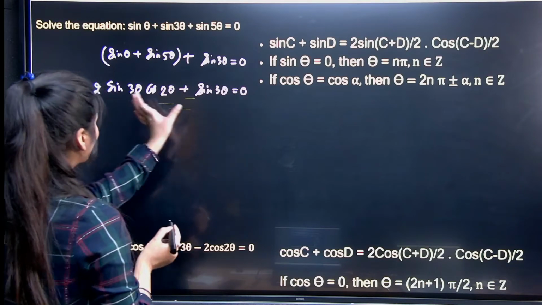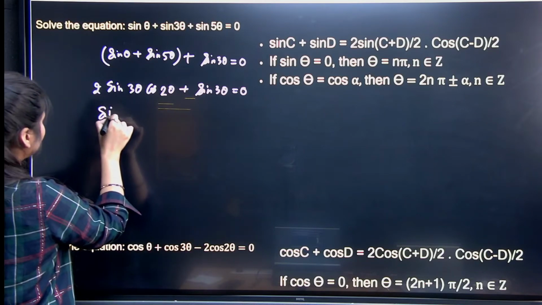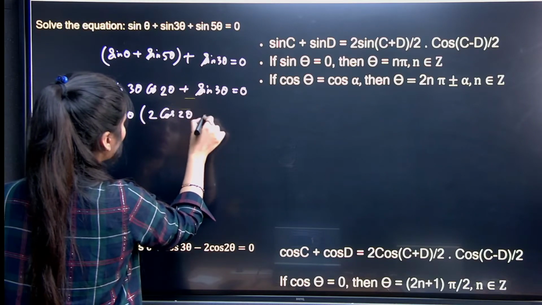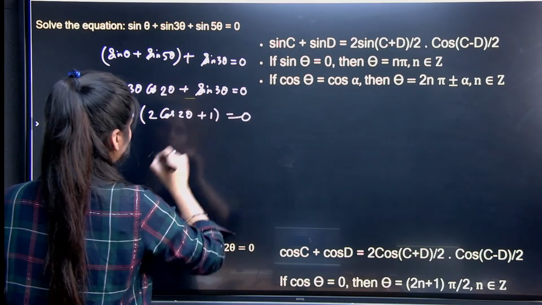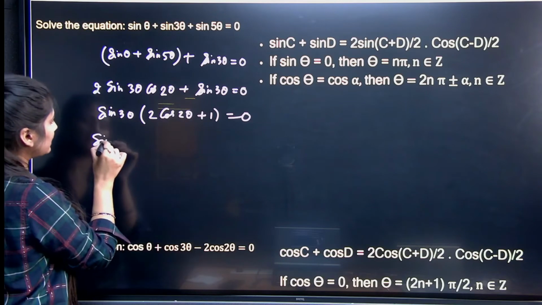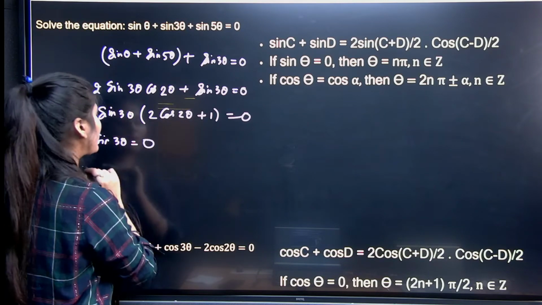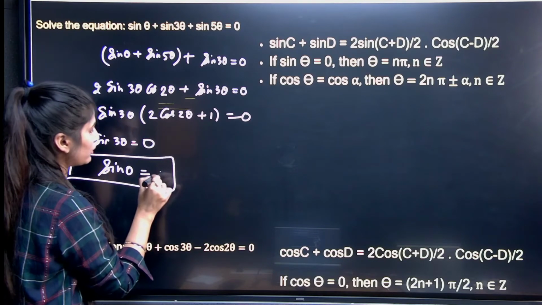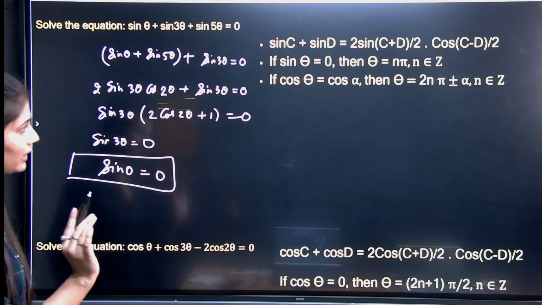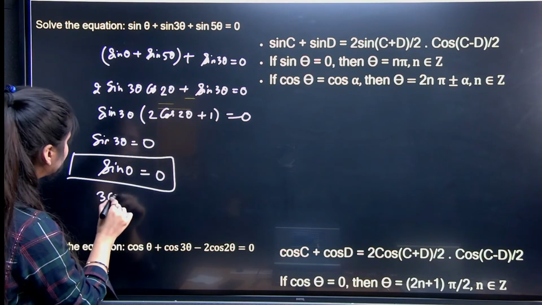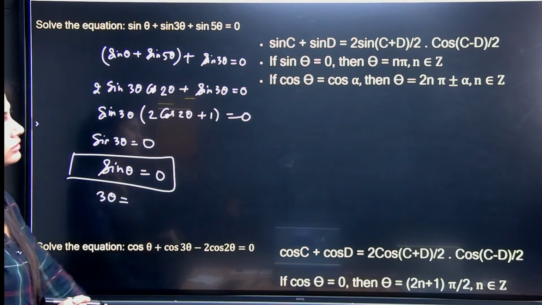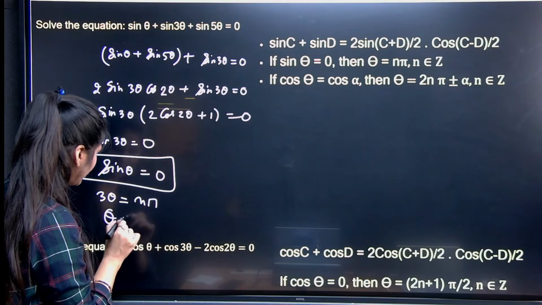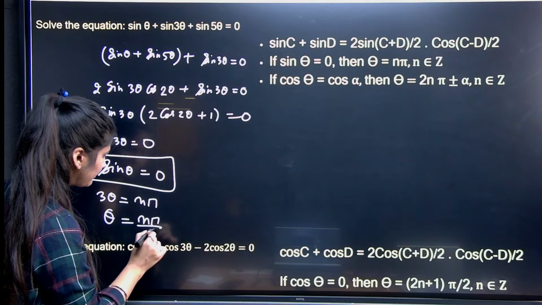Now, from both the groups, we can take common sine 3 theta. So, we are left with 2 cos 2 theta plus 1. Okay, so it is sine 3 theta is equal to 0. So it is of the form, which form it is? It is sine theta is equal to 0. Just write down the general solution, which is theta is equal to n pi. So finally it is theta is equal to n pi by 3.